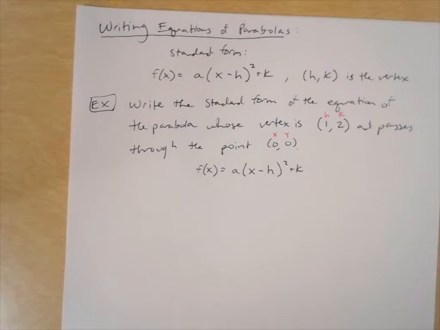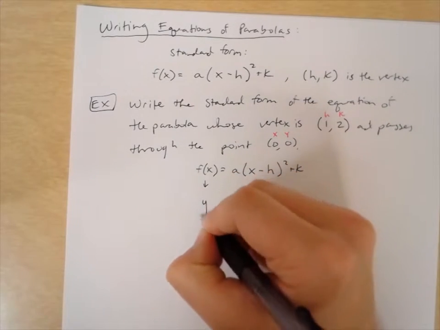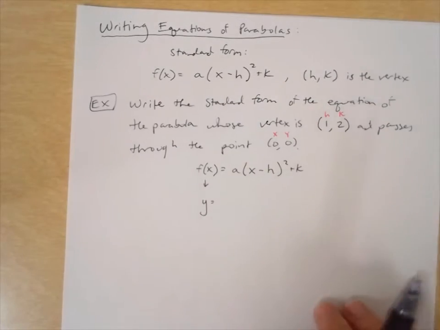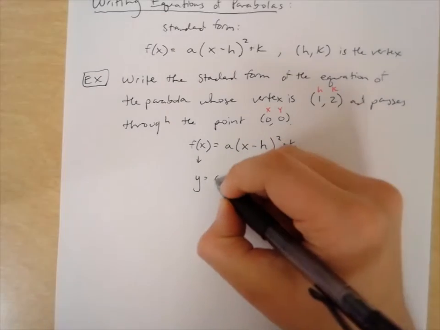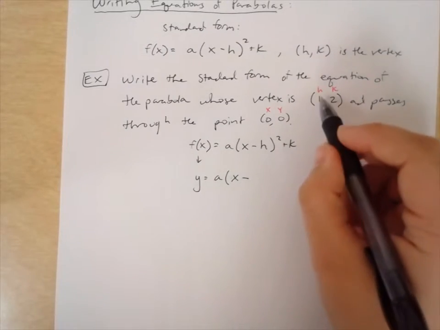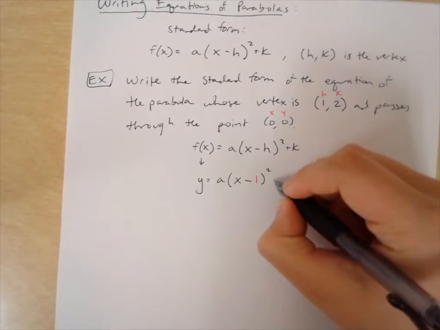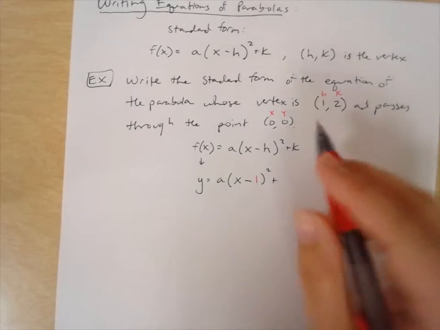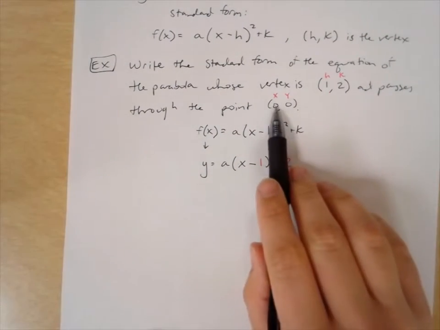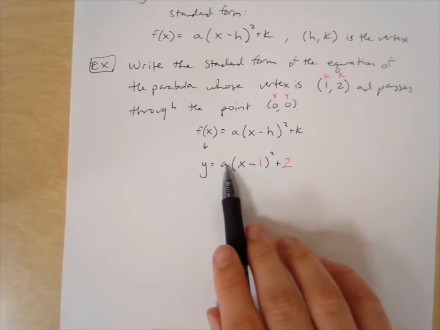To begin, first of all, I'm going to change this f of x to just writing y, so when we substitute in these numbers later, it'll make more sense. So, f of x and y, same thing. We can say y equals a outside x minus my h value, which is 1, squared, plus my k value, which is 2. Alright, we're getting there, and we know it also passes through the point 0, 0. So we have some values we can fill in for x and y in order to find this missing a value.